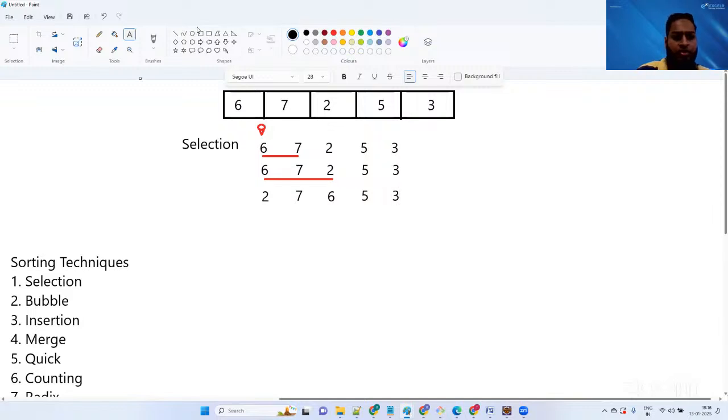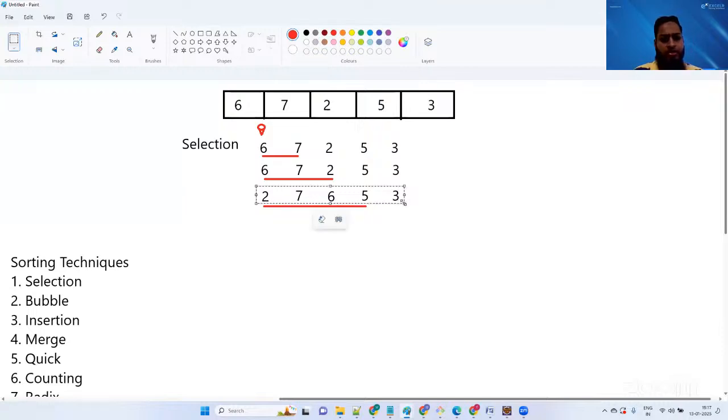Then next, what do you think will compare? 2. Okay, the first position, right? So always over here, first position with all the positions. So 2 with 5. Do I need to swap? Yes, guys, I would want your participation. Will I swap? Yes or no? So no need to swap, right? So number as it is. And then next, what do I compare? 2 with 3. Do I need to swap? No. So it remains as it is.